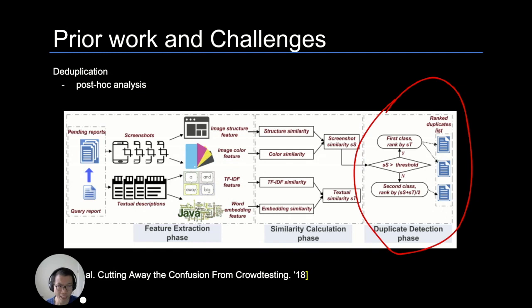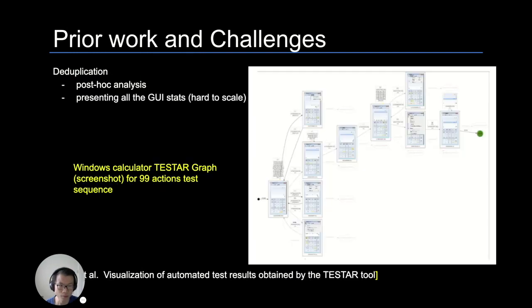Prior work focused on analyzing workers' responses to identify and remove duplicates, rather than preventing the issue itself. Or they would present all the GUI states to guide testers, but it's hardly scalable. For example, Ruda et al. explored this idea of presenting the screenshots of all different calculator states, and they found that the presentation is time-consuming for testers to understand.